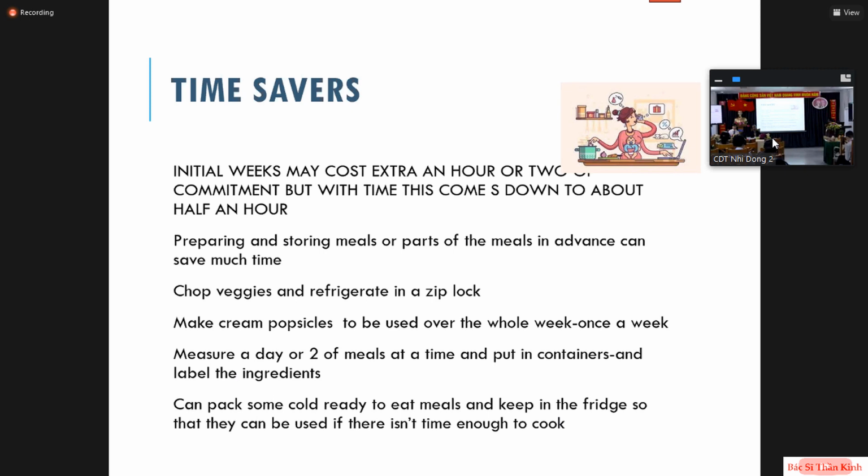And for some working mothers, I think this comes handy, that she can even prepare some cold foods in the Ziploc and leave them in the fridge. So in case she's not available, the child can just, or maybe the father or someone else in the family can just take it out and feed the child.